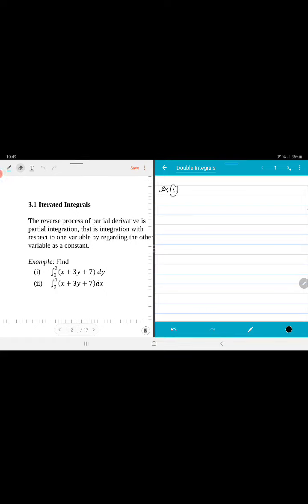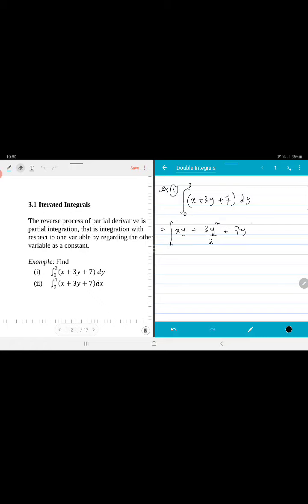Okay, the first example is where we have x plus 3y plus 7, and we want to integrate this with respect to y from 0 to 2. So what we do is we integrate a term at a time, but remember we're integrating with respect to y, so we hold x as a constant. The first term is x, so consider that as a constant. Integrate with respect to y, we get xy. The second term we have 3y, integrate that with respect to y, we get 3y squared over 2. And here we have a constant 7, integrate with respect to y, we get 7y.